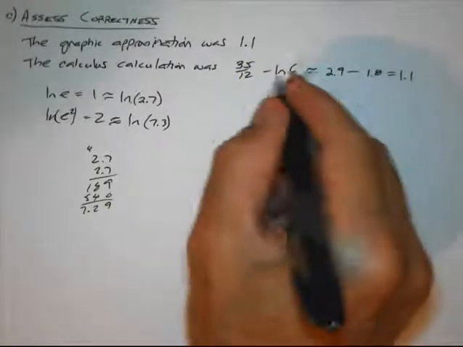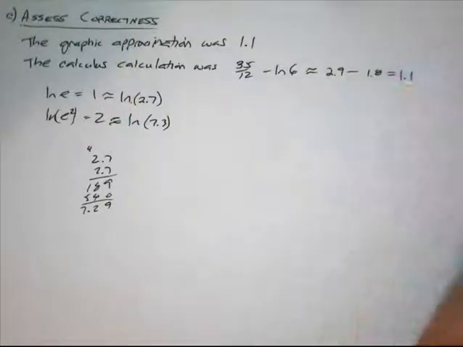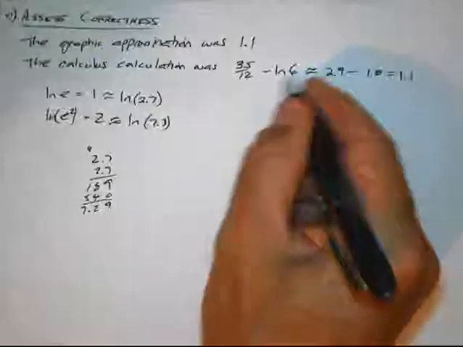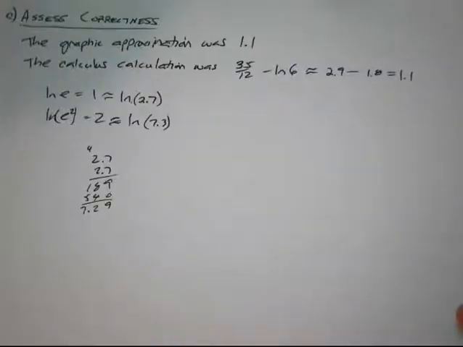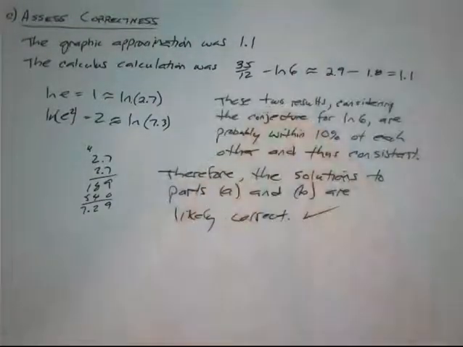Although we had to do a little conjecture here on this natural log of 6, still probably no exaggeration to say these results are within 10%, and that means these are really consistent. And so it's very likely that the calculations in parts A and B are correct. So these two results, considering the conjecture for natural log 6, are probably within 10% of each other and thus consistent. Therefore, the solutions to parts A and B are likely correct.